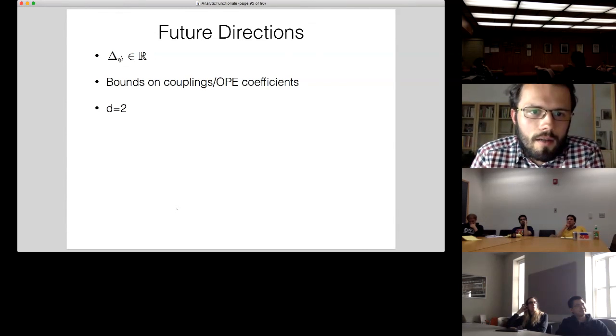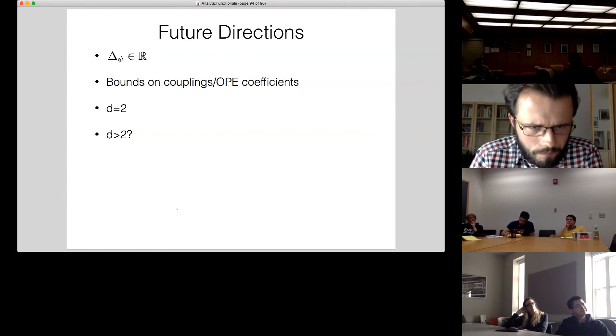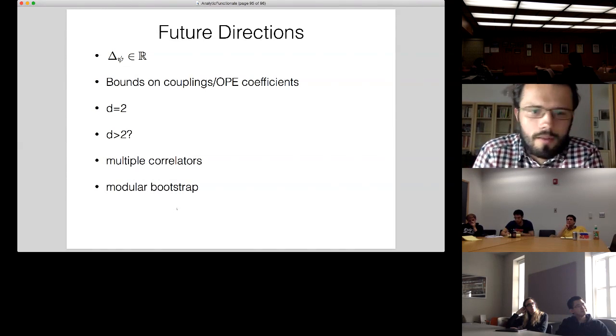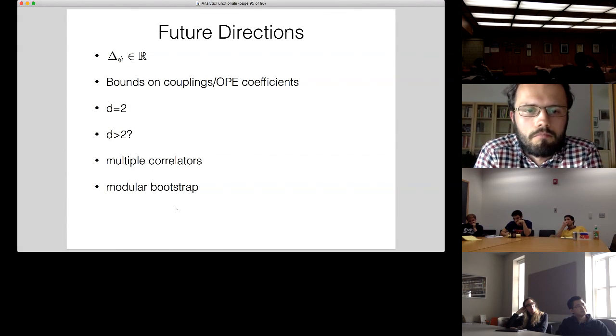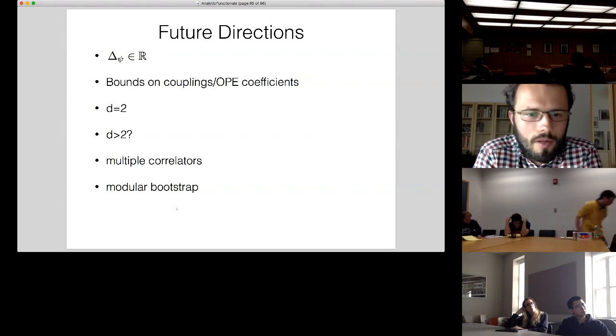Then I've been thinking about generalizing these functionals to 2 dimensions, with certain limited progress. And the holy grail would be to see what happens in higher dimensions. And then of course it would also be interesting to generalize this class of functionals to more general bootstrap setups, such as one involving multiple mixed correlators, as well as the modular bootstrap.